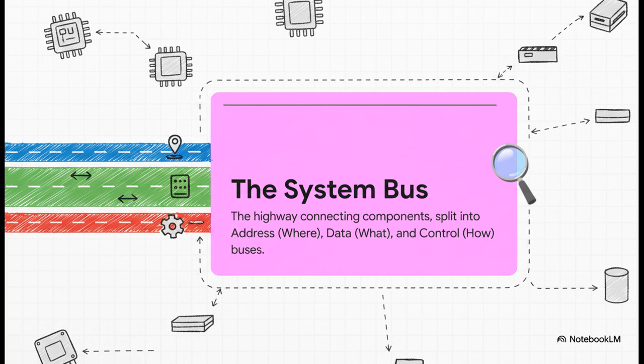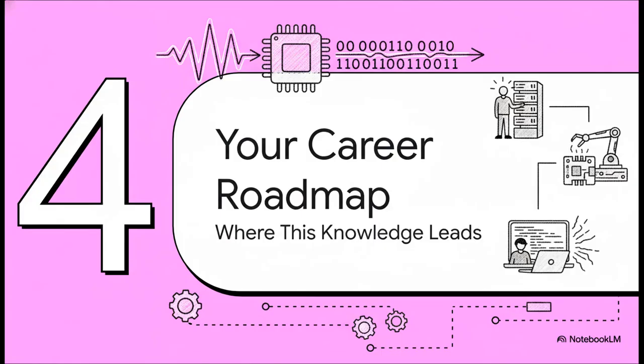And what about that highway connecting everything, the system bus? Well, it's not just one road. It's more like a multi-lane superhighway. You've got the address bus, and that lane's job is to say where the data needs to go. Then you have the data bus, which is the lane that actually carries the data. And finally, you've got the control bus, and that lane carries the commands, telling everything what to do with that data.